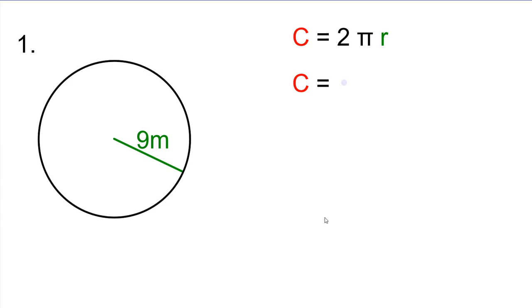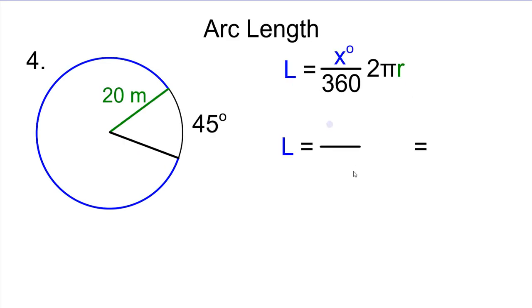So on number 1, we just want to find the circumference. So we're given the radius of 9, so plug it into our formula. 2 times 9 would give us 18 pi. Really simple. Now on 4 through the last part of the front page, we're going to find the arc length.